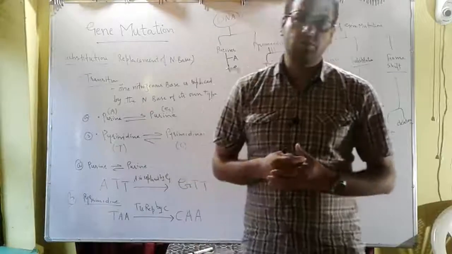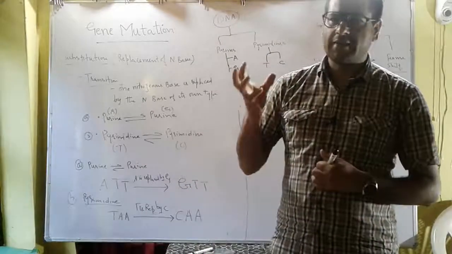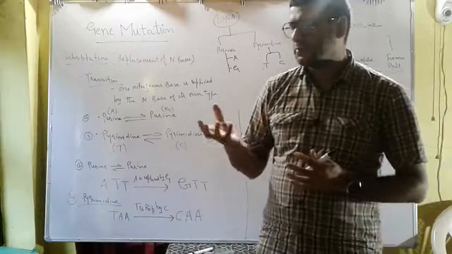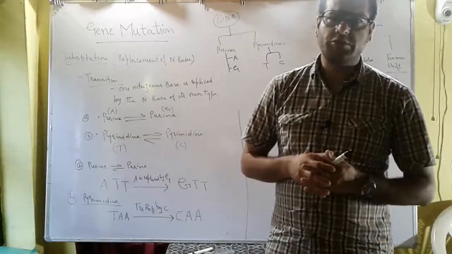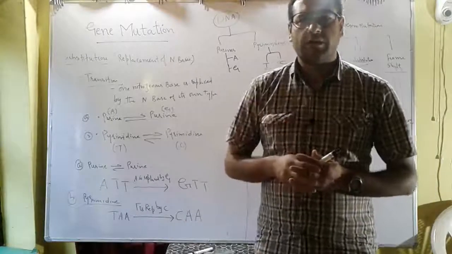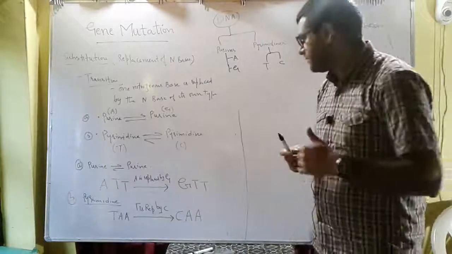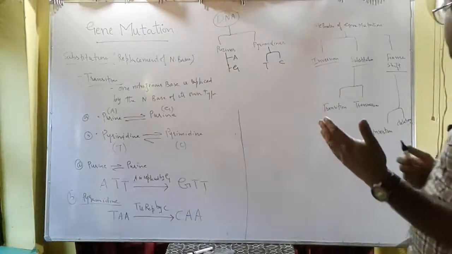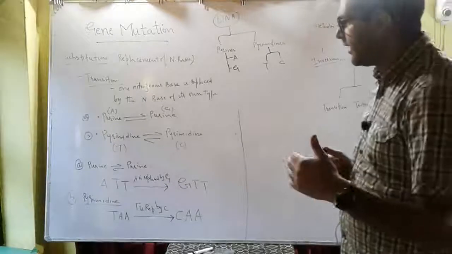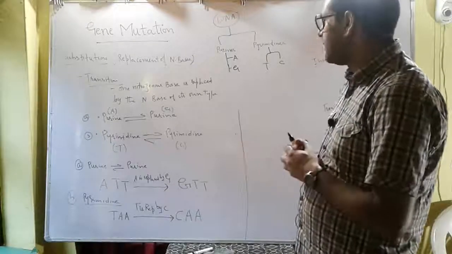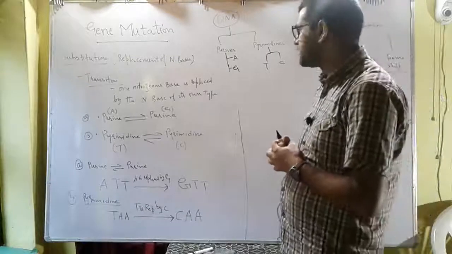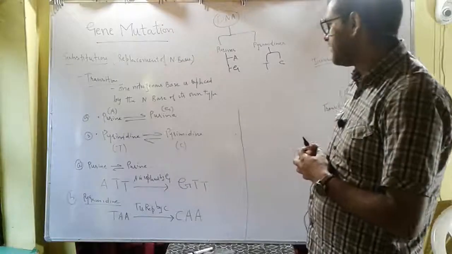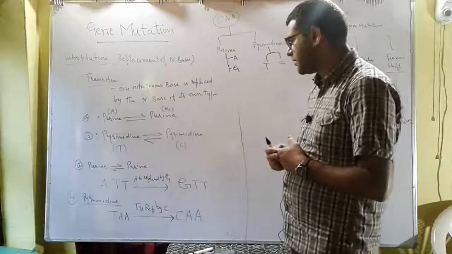Now replacement of nitrogen bases is of two types, transition and transversion. If similar types replace each other, for example purine is replaced by a purine nitrogen base, in case of transition, purine is replaced by another purine, and pyrimidine is replaced by another pyrimidine. This is what is called transition. That means one nitrogen base is replaced by another nitrogen base of its own type. Purine is replaced by purine, and pyrimidine is replaced by pyrimidine.